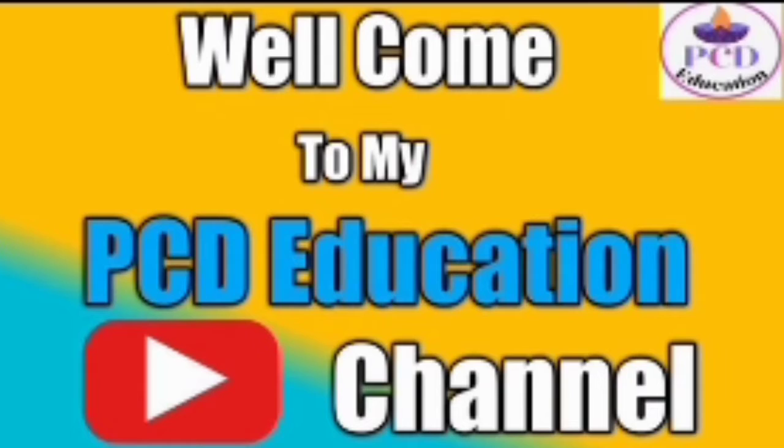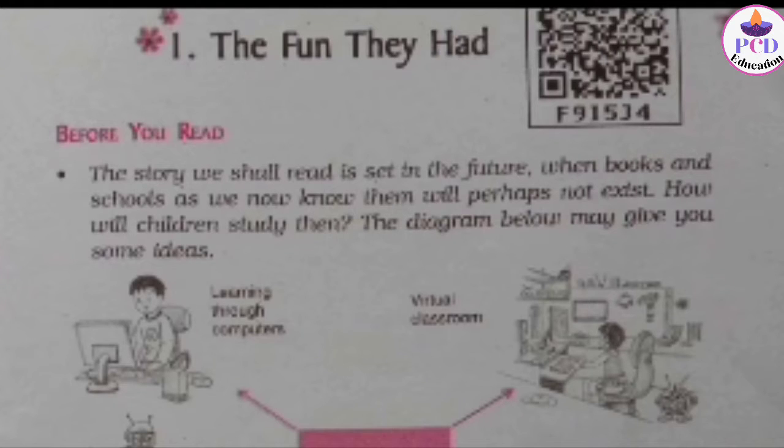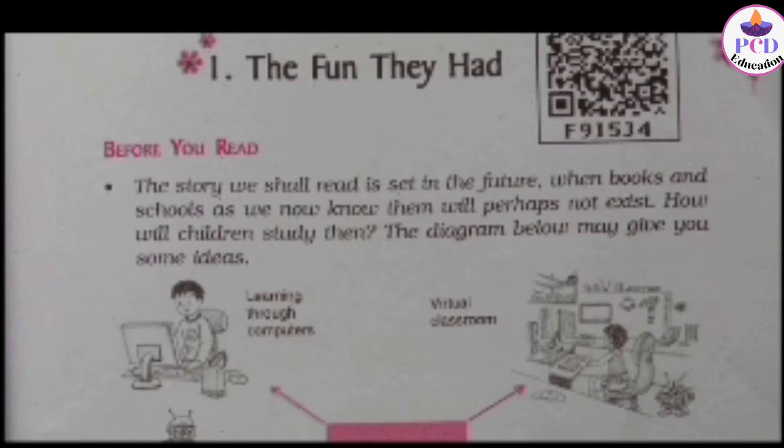Today in this video I will discuss the first chapter of your class 9 English book. The name of the chapter is The Fun They Had. This is a science fiction story written by Isaac Asimov. Look at the picture on your screen.